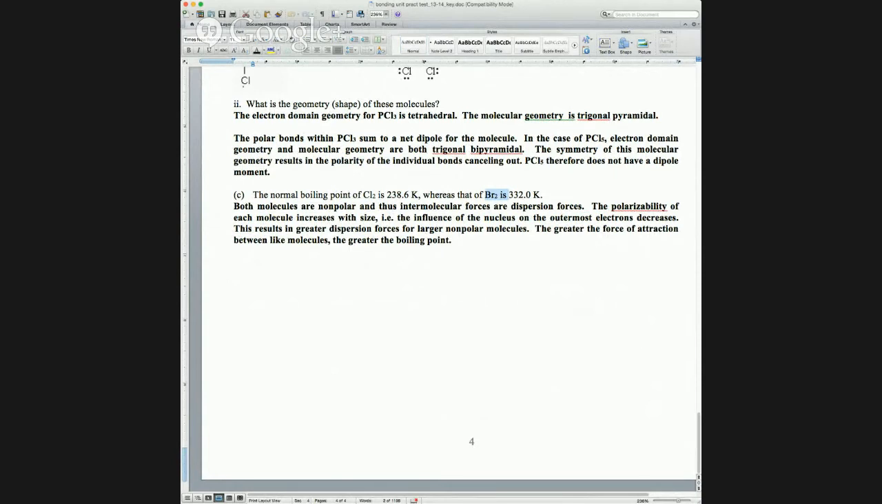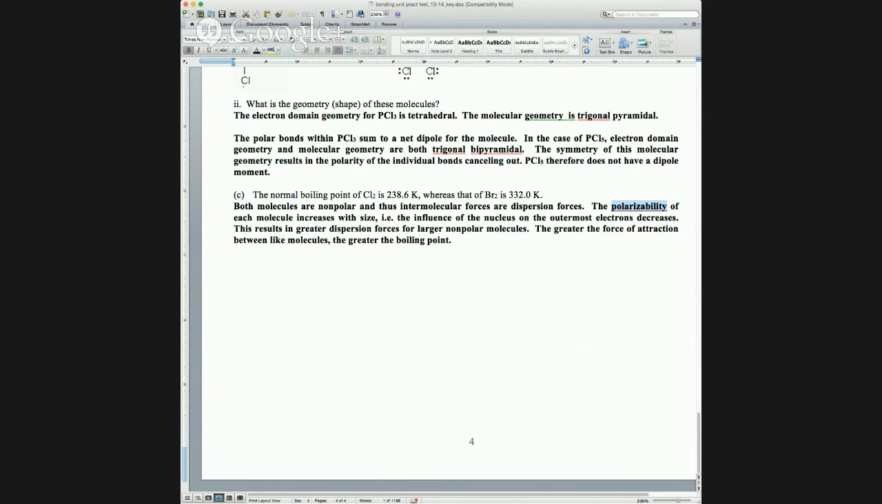However, Br2 has a larger atomic radius. So because of that, it can create a larger induced dipole, or the phrase is also the polarizability. The polarizability of Br2 is greater because of its larger atomic radius, which means that if it's more polarizable, it's going to have a higher boiling point.